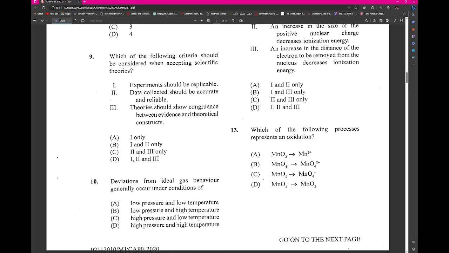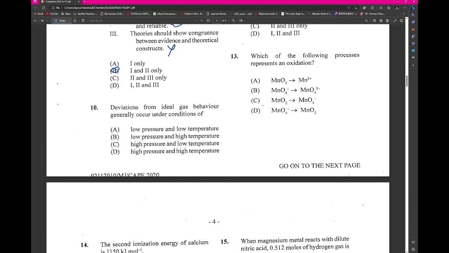9. Which of the following criteria should be considered when accepting scientific theories? Experiments must be replicable, data collected should be accurate and reliable, theories should show congruence between evidence and theoretical constructs. Not necessarily. 1 and 2.